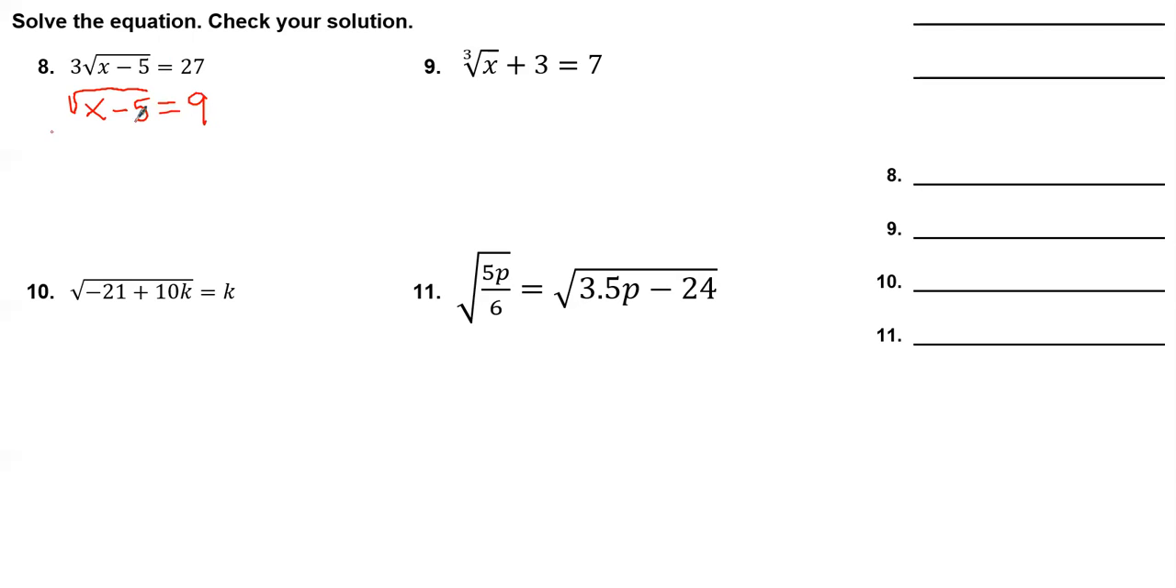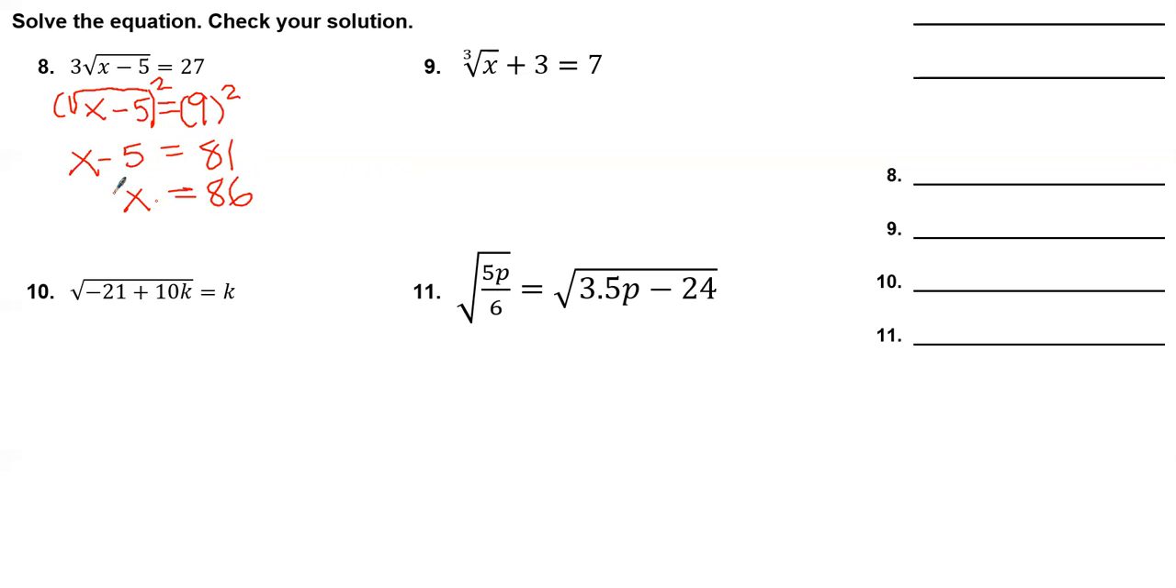Now I'm going to square both sides. And when I square both sides, I'm going to show it because this is the new step this time around. I have to be careful, and I'll particularly explain why on number 10. This is like using the squaring property of equality, which isn't a thing, but if you square both sides, they should be the same quantity. So I get x minus 5 equals 81. I add 5 to both sides, I get x equals 86.